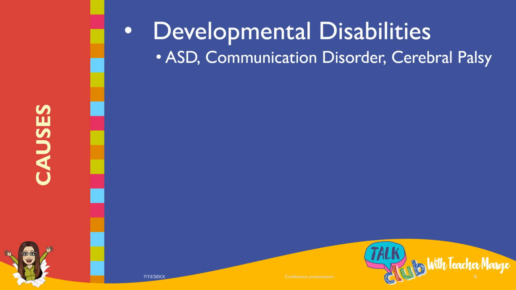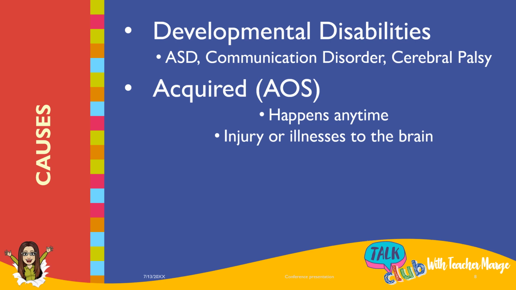Causes. So definitely, apraxia of speech is very rare to be an isolated case with no underlying issues or associated disabilities. Sometimes, or most of the time, it is actually connected or associated with other developmental disabilities like ASD or autism, communication disorder, and cerebral palsy. There's also an acquired AOS, which can happen anytime and is caused by injury or any illnesses to the brain. If you had a brain surgery, if you had brain tumor, you had brain cancer, you had traumatic brain injury, you had a skull or head surgery, then this can cause apraxia of speech.